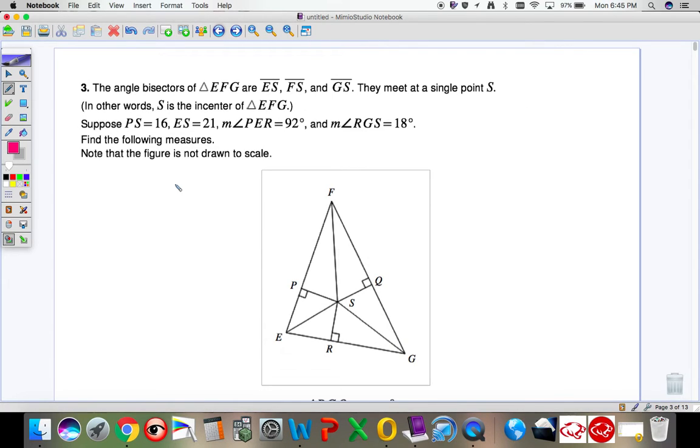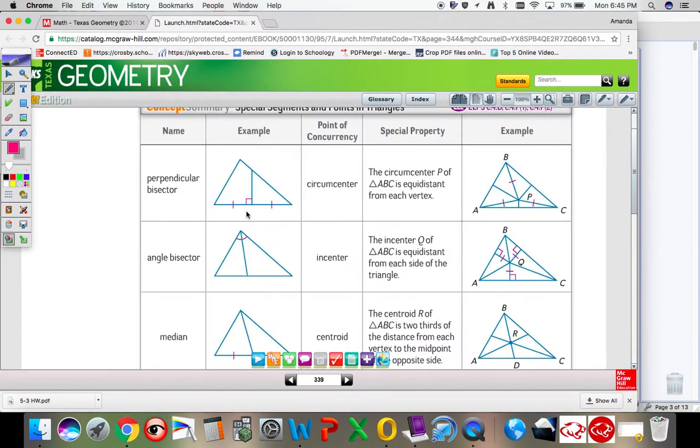Okay, so now these are angle bisectors. For this one, it says the angle bisectors of triangle EFG are ES, FS, and GS. They meet at a single point S. Tells you here, in other words, S is the incenter. So again, if you don't know your vocabulary, there's a lot of vocab in this chapter you have to know. If you don't know it, this right here is a really good reference. So again, it's page 339.